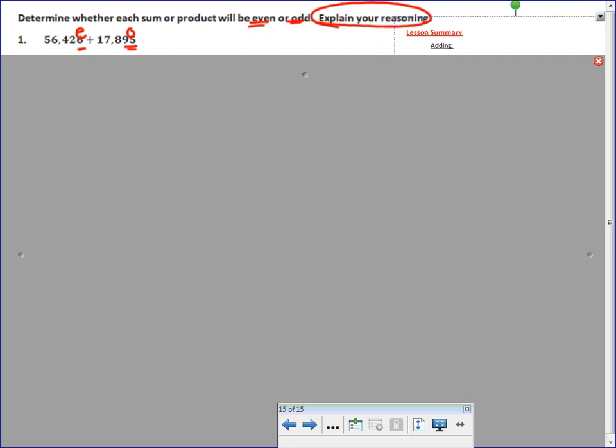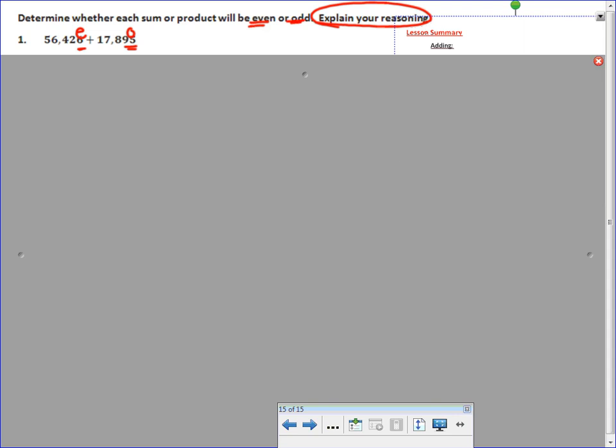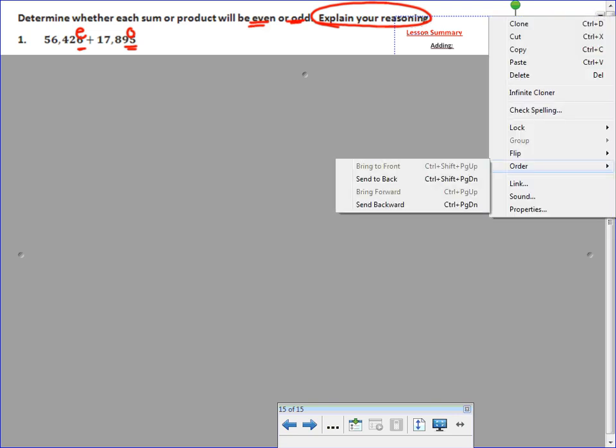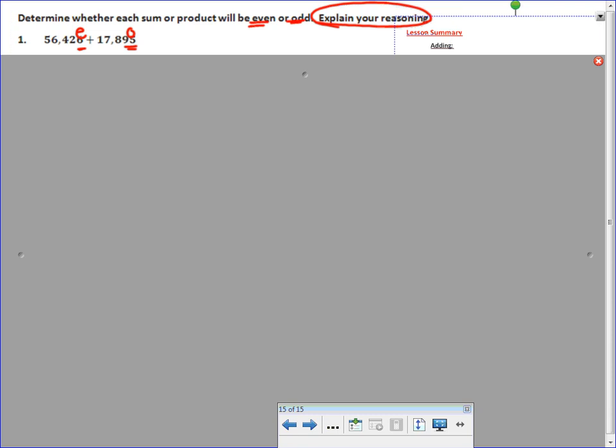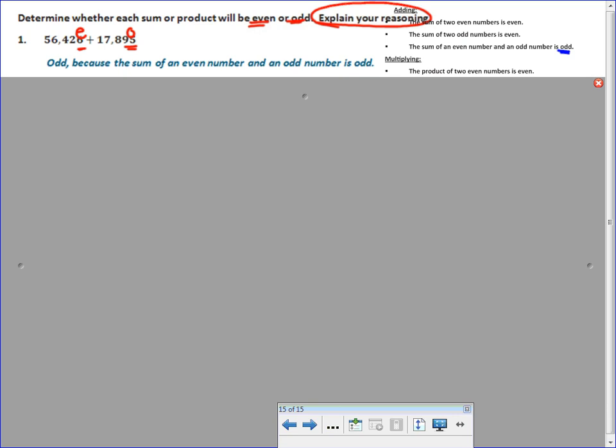What do I know about this? What are my rules for adding an even and an odd? What's the answer going to be? Odd. So it's odd because the sum of an even number and an odd number is odd. So you're writing this down on your exit ticket for number one. You're using the rules to explain your answer.